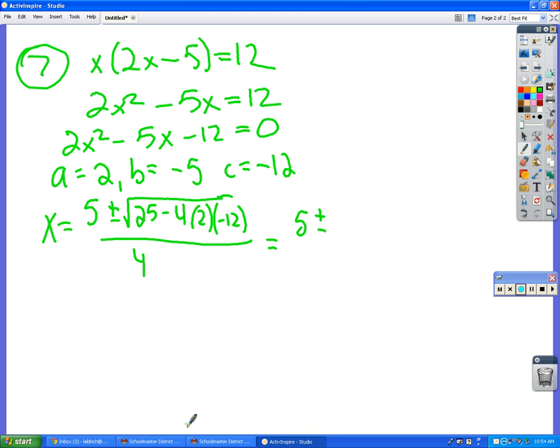What is 4 times 2 times 12? Anybody? 4 times 2 times 12. You guys all pretty much have calculators. 96, but it's going to be positive because this negative and that negative make it positive. So 25 plus 96 is what? 121. So I have a 121 underneath the square root, which is nice because, good, the square root of that is 11.